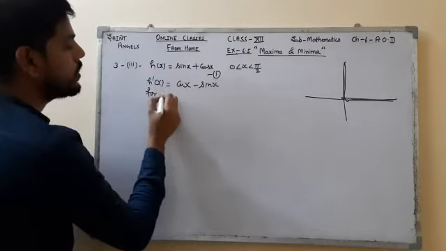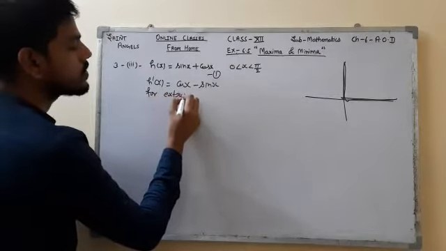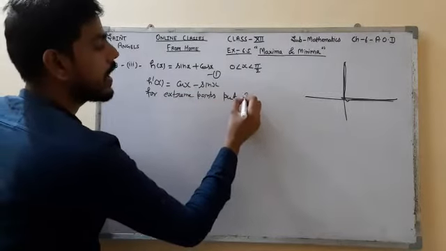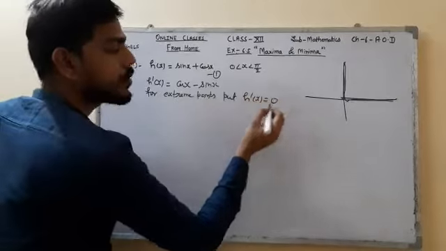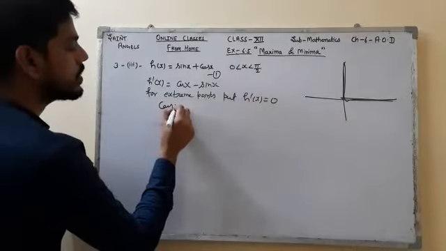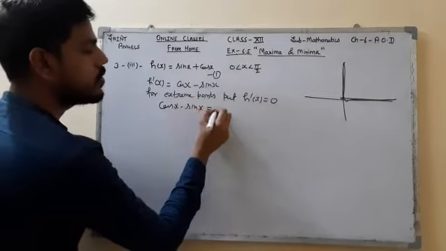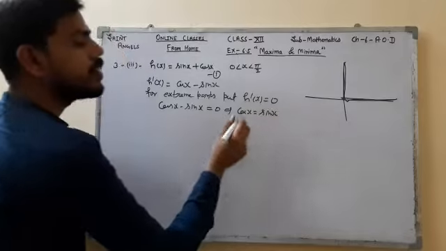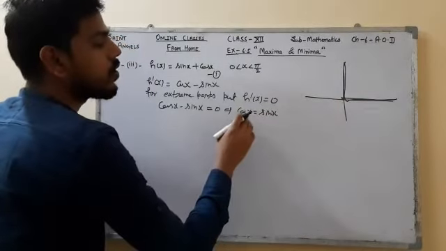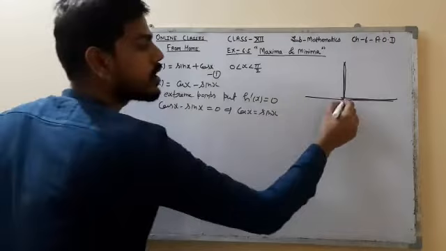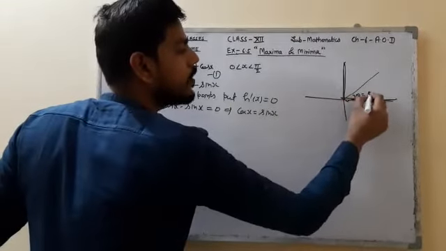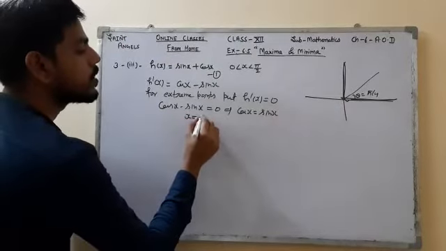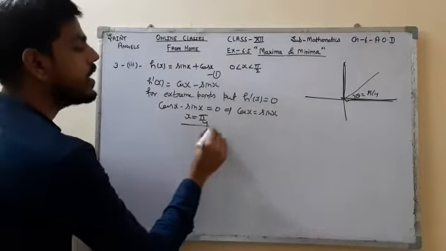For extreme points, put h dash x equals 0, that is, slope equals 0. So cos x minus sin x equals 0, which implies cos x equals sin x. In the first quadrant, for which angle do cos x and sin x have the same value? Obviously theta equals pi by 4, because both have the value 1 upon root 2. So x would be pi by 4. This is my critical point.